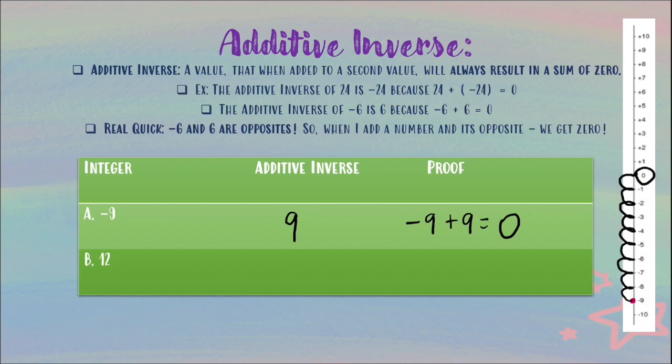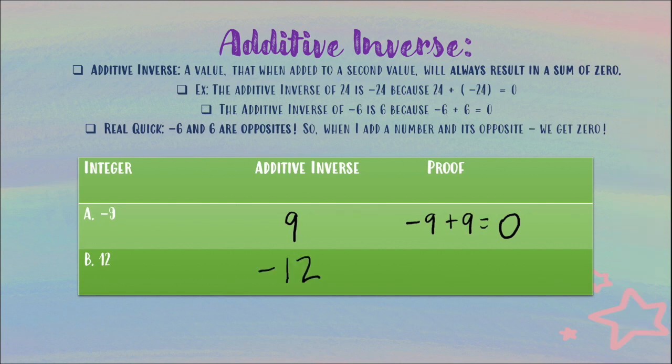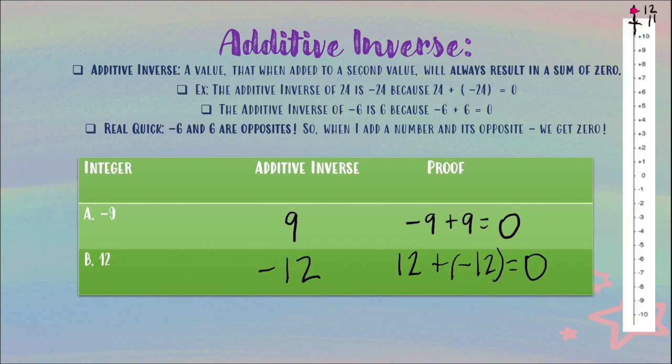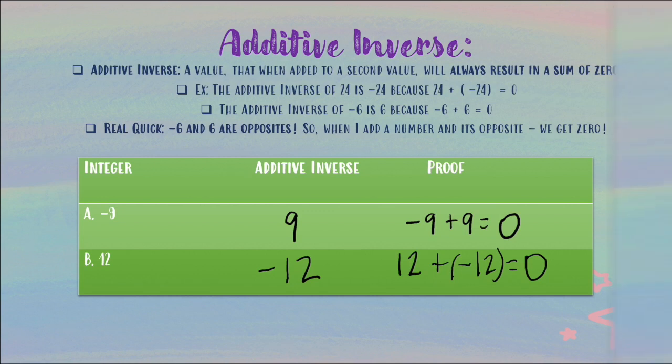Let's look at b here. So b, we have the integer 12. The additive inverse of 12 is negative 12. And I know this is true because 12 plus negative 12 is equal to 0. Again, I'll prove this on my number line here. I'm going to start at positive 12, and I'm going to move down 12 because when I add negative 12, right, I have to move down the number line. 12 plus negative 12 gives me 0. If you want to pause this video and do C and D on your own.